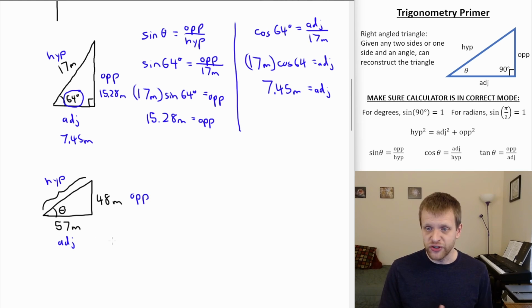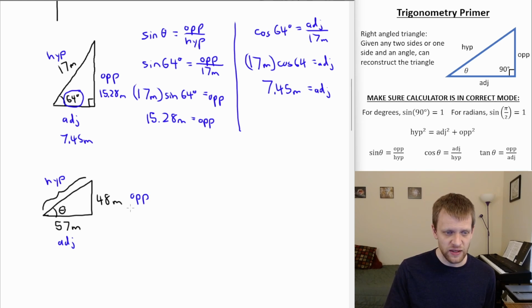So how would we jump into this one? Well, if we have the opposite and adjacent sides and we're trying to find the hypotenuse, if we're trying to find the magnitude of this vector, then we're probably going to use Pythagoras Theorem. So let's write that one out.